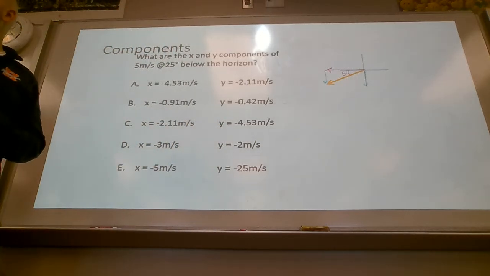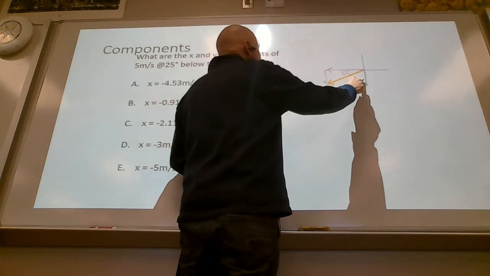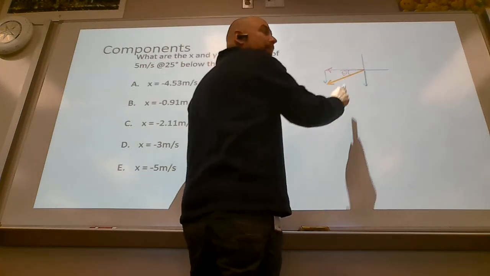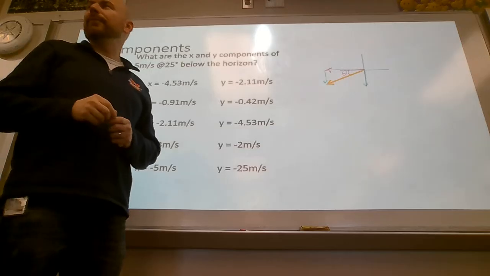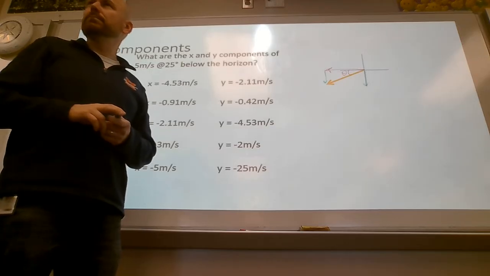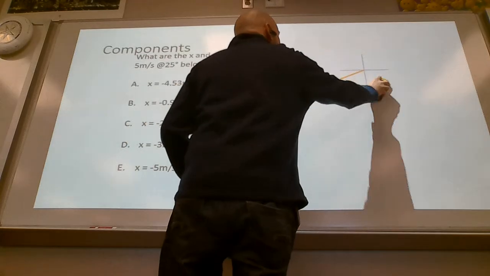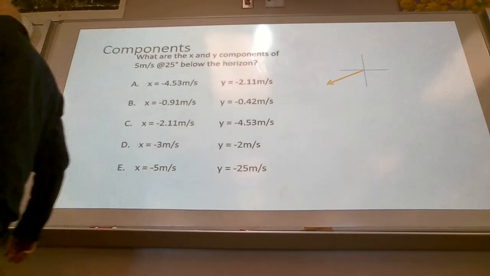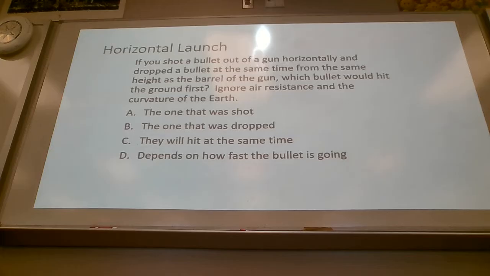Could you do it the other way? It would be the same thing. But this angle would not be 25, this angle would be 65. Do the angle first, enter it, and then multiply. Yeah, that's what I usually do, but you don't have to do it that way. That's how it looks when you write it out.